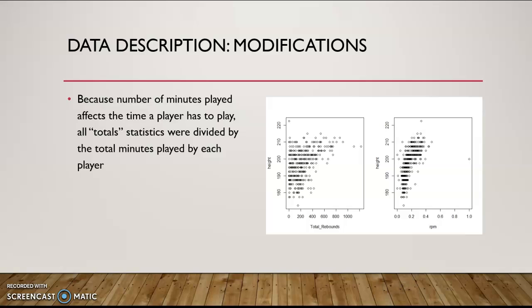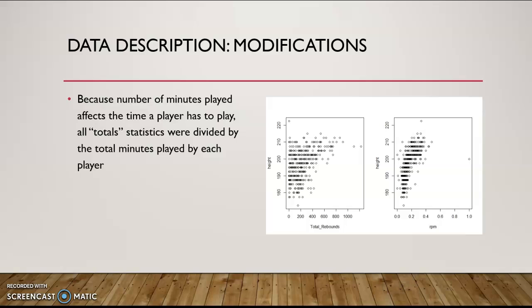Another important thing I did to the data was altering the variables to become per minute. So basically, I figured that because there are probably some tall players out there who played a little amount of minutes in the season, so they have low totals in each statistic, that can give us results that we don't want. So what I did was I took each of the total statistics for each player, and I divided them by the total minutes that that player played in the season.